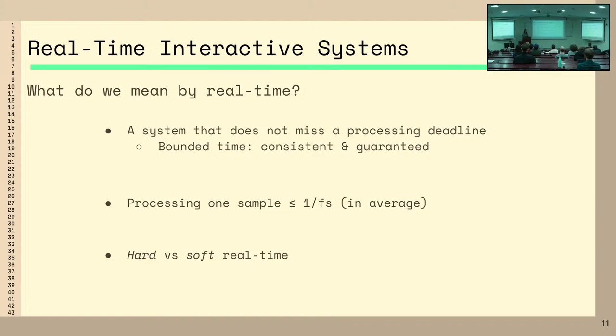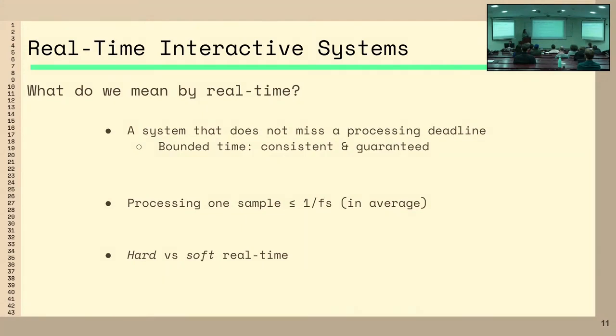Okay, so what is a real-time interactive system? Many people here know, but there's this misconception. It's not a system that runs really fast, but a system that does things without missing a deadline. There's a bounded time in which you need to do things, and a real-time system does things in that bounded time. It needs to be consistent, and it needs to be guaranteed. As a general rule, in order to achieve this, the processing of each sample in your input-output needs to take less than or equal to the sample period on average. If not, you will not be in bounded time anymore.